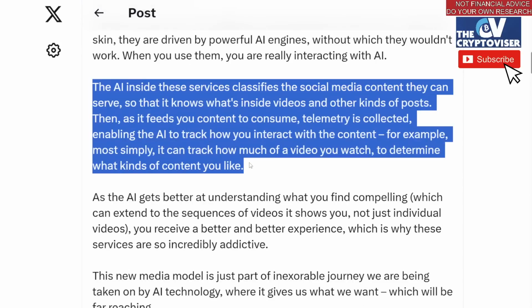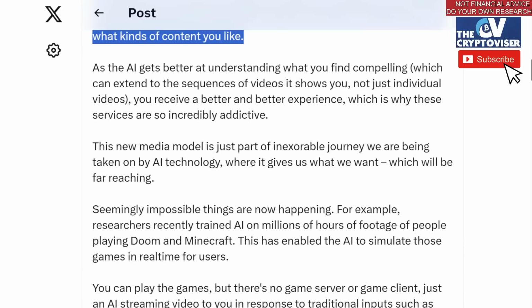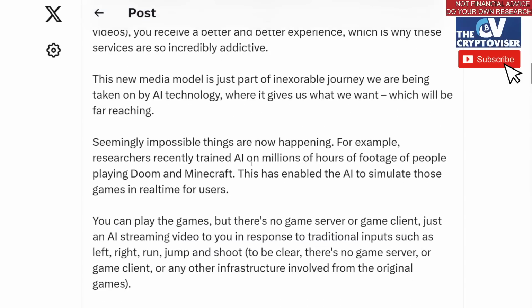The AI inside these services classifies the social media content they can serve so that it knows what's inside the video and other kinds of posts. Then, as it feeds you content to consume, telemetry is collected, enabling the AI to track how you interact. For example, most simply, it can track how much of a video you watch to determine what kinds of content you like. As the AI gets better at understanding, you receive a better and better experience. This new media model is just part of the inexorable journey we're being taken on by AI technology, which gives us what we want, which will be far reaching.